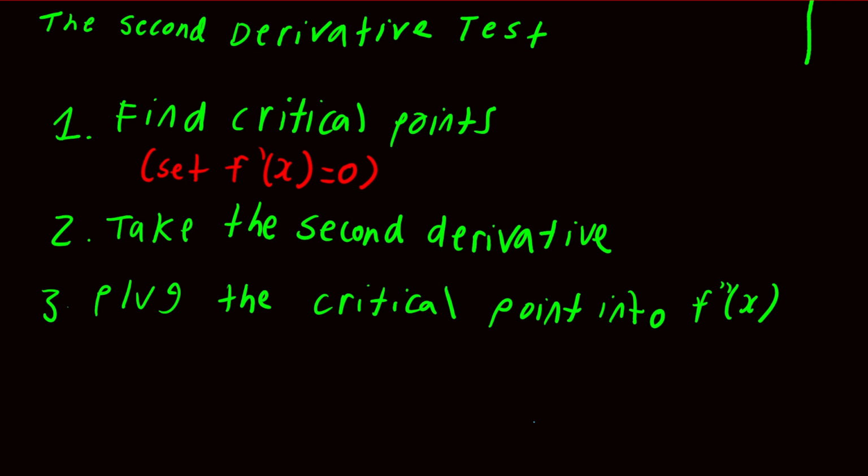First, find the critical points. This is where you set the first derivative equal to 0. And we talked about this in the first derivative test video, which I suggest you watch before this one. Then, you take the second derivative, which we'll talk about later. And finally, you plug the critical point that you got in step 1 into the second derivative.